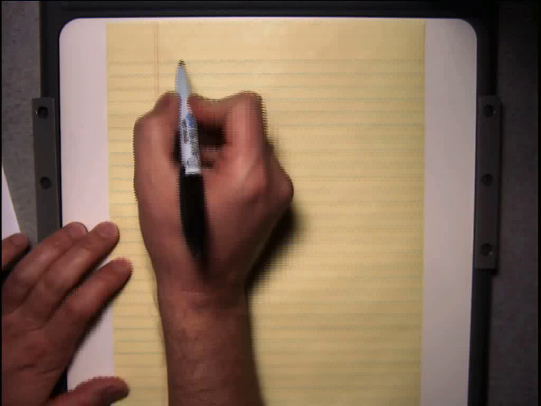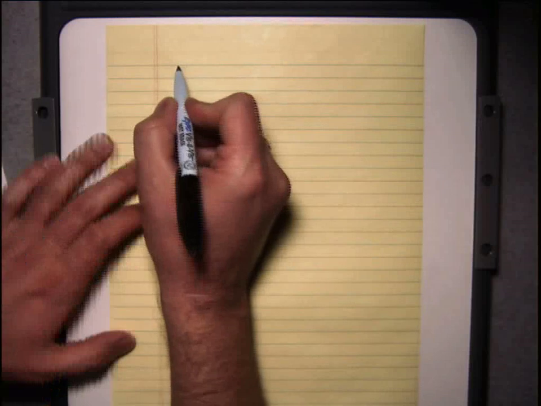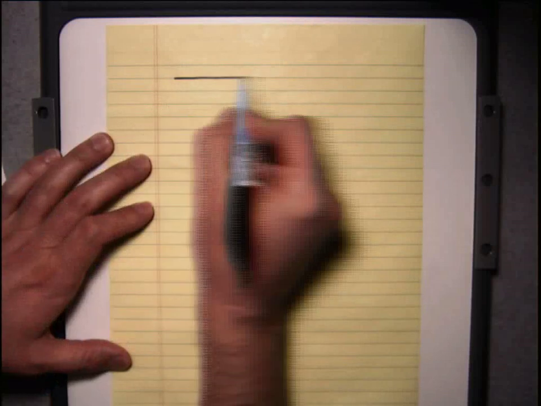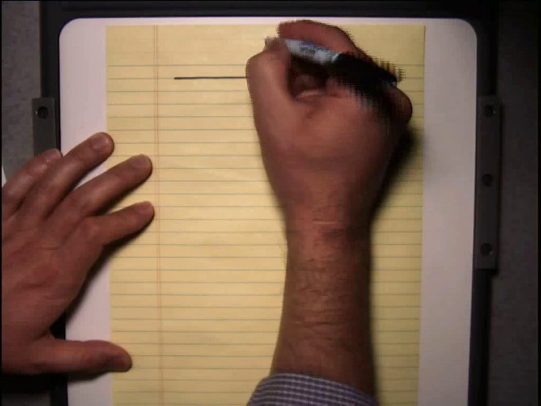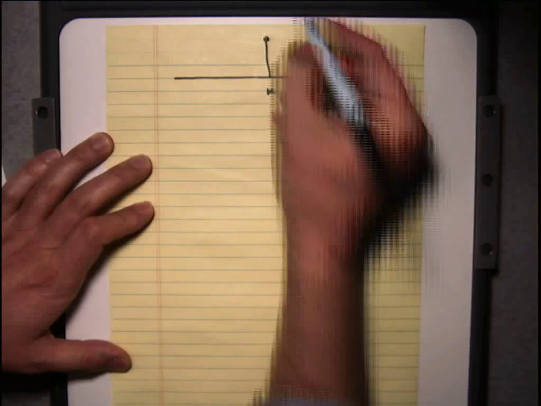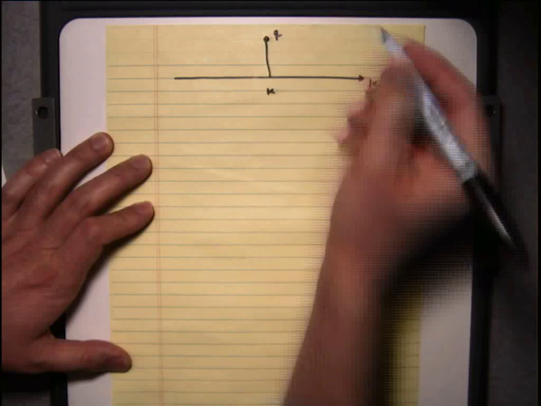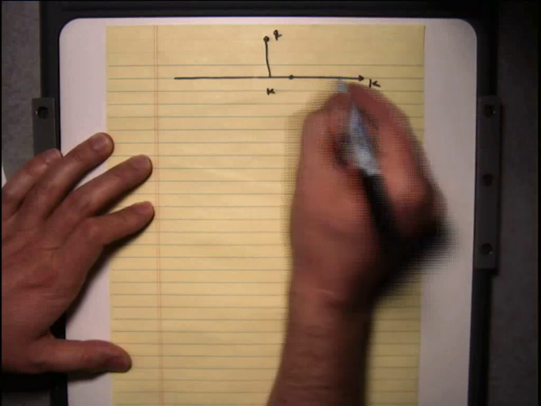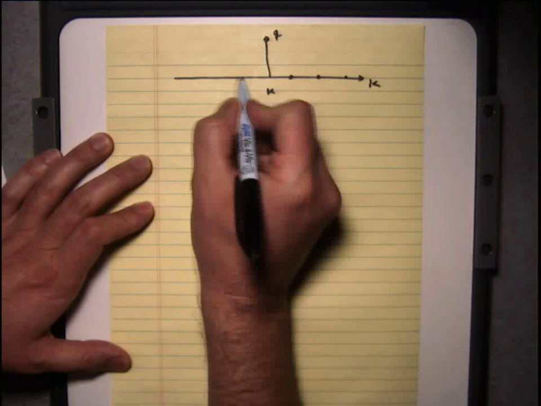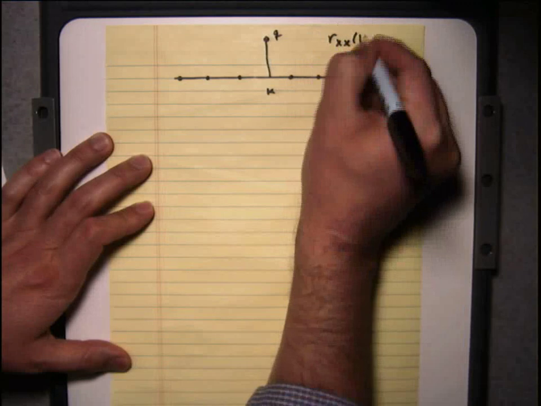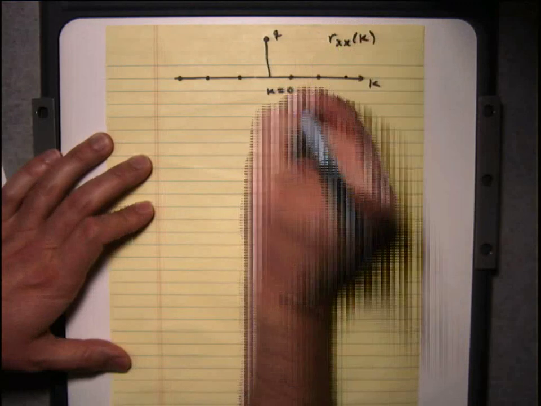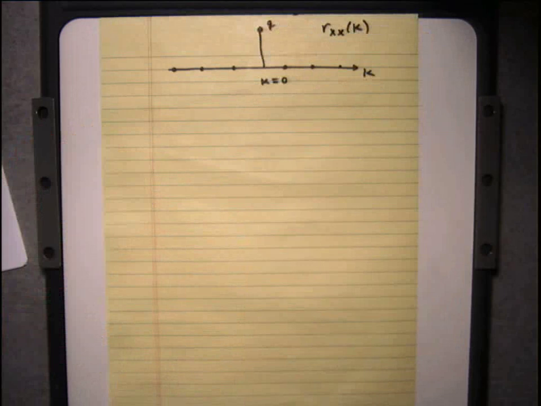Now let's do some examples. Let me draw a couple of these and see if we can think about what they mean. So let me draw this one. So this is k. So this is some value q, let's say, and everywhere else it's 0. Okay, so I'm just saying this is Rxx of k. This is k equals 0.